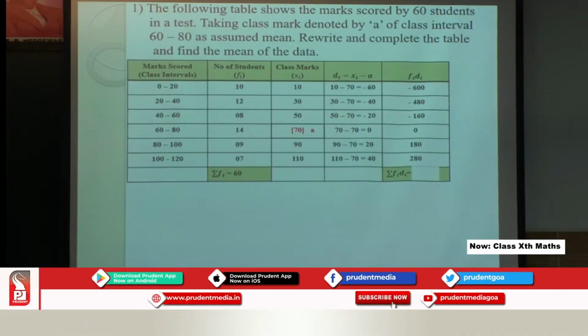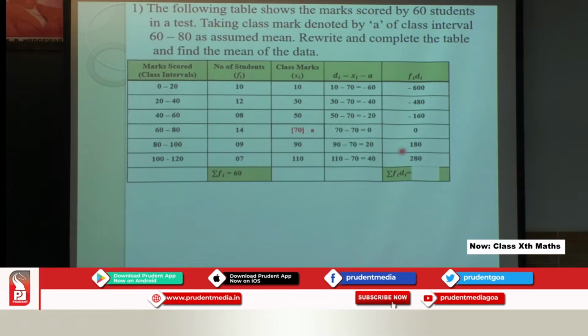So you can see first 10 into minus 60, that is minus 600. 12 into minus 40, that is minus 480. 8 into minus 20, that is minus 160. 14 into 0, any number multiplied by 0 is 0. Then 9 into 20, 180. And 7 into 40 is 280.